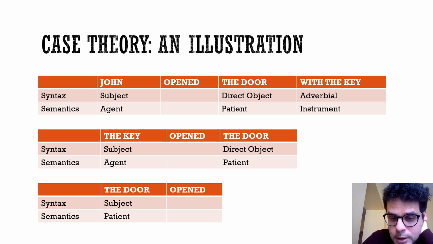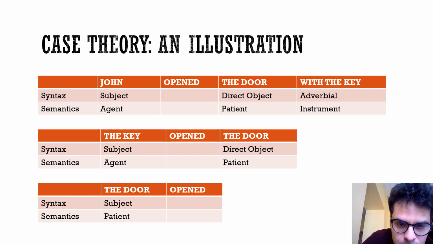However, when we look at the semantic roles, they don't change. John, whenever we have John, is always the agent. The door is always the patient, and the keys, wherever we find them, are always the instrument.